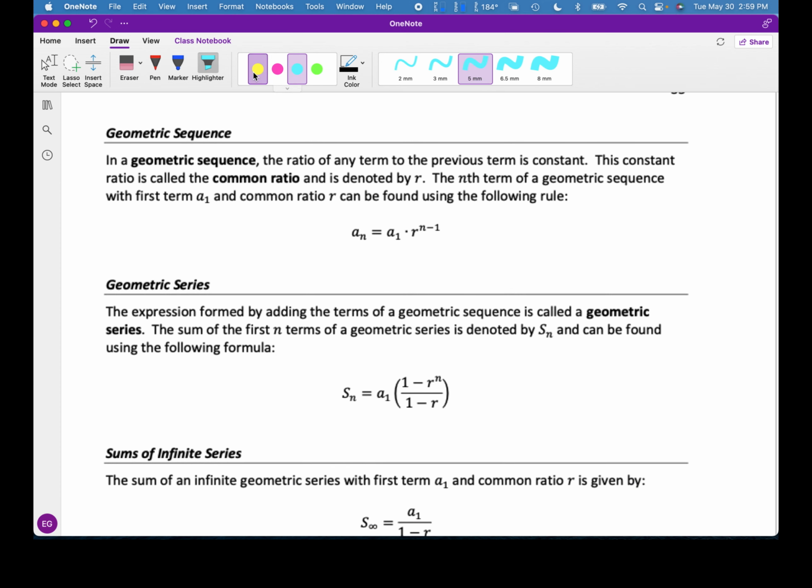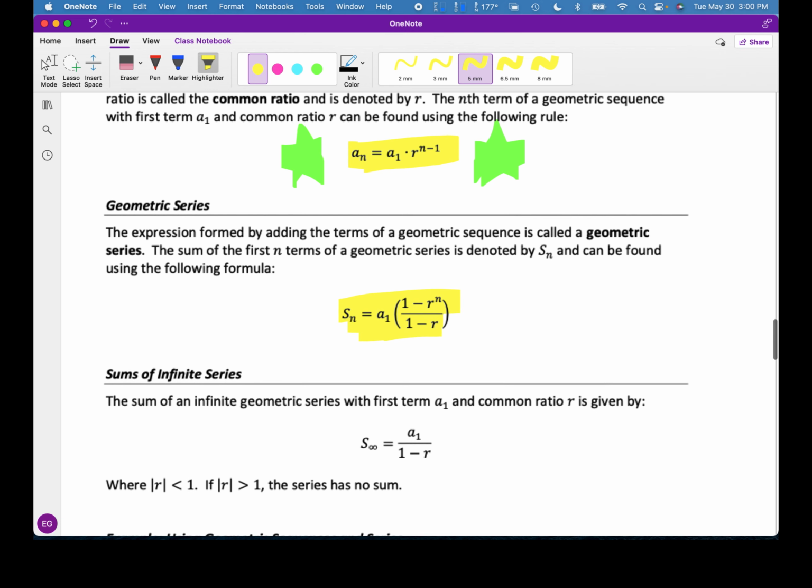Geometric sequences. So here is our next main formula that we need to have memorized in order to be successful with geometric sequences. So it's A1 times R, the common ratio. So that's what you're multiplying by each time. And then raised to the n minus 1. And we have the sum formula down here.